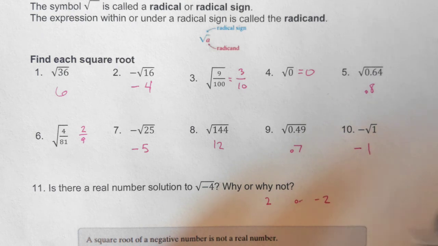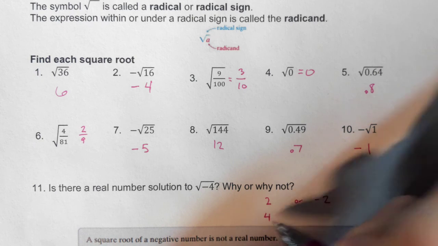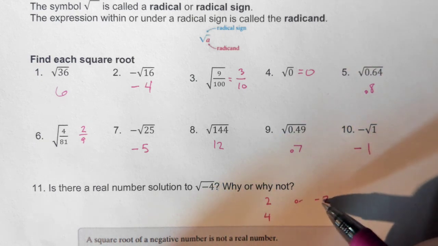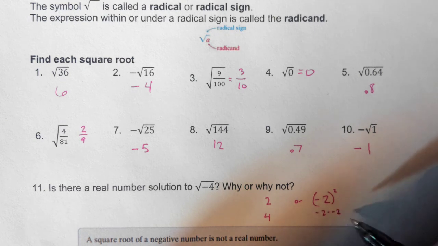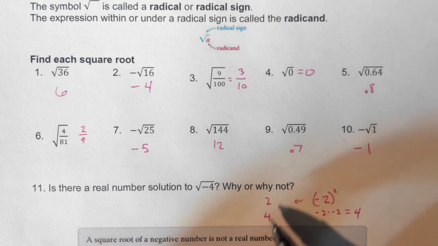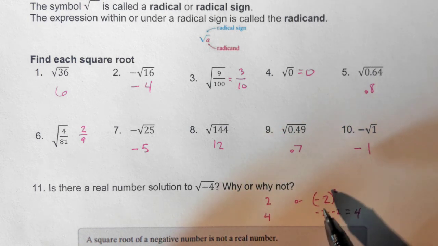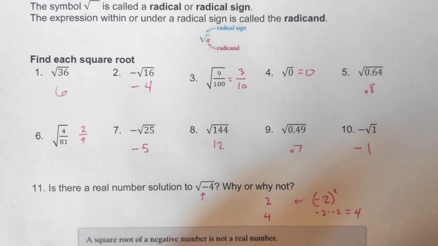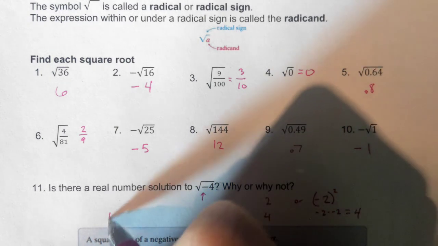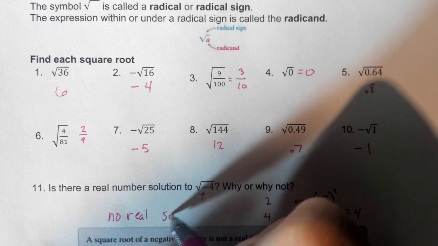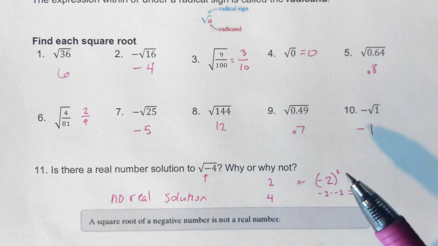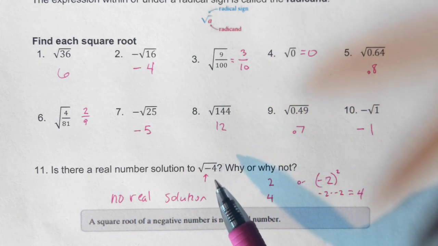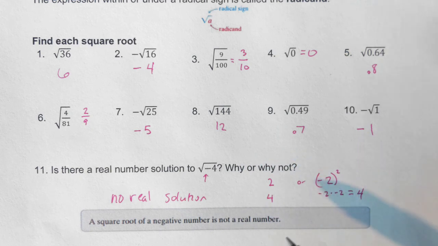So let's look at those scenarios. Well, what's 2 times 2? That's 4. That is not -4. What is -2 squared? Well, that would be -2 times -2, which is also 4. So you see, there's no number times itself that's going to be a negative number. So if there's a negative inside of the radical, there is going to be no real solution. A square root of a negative number is not a real number. So anytime there's a negative inside of a square root, it's going to be no real solution because nothing times itself is going to be negative.